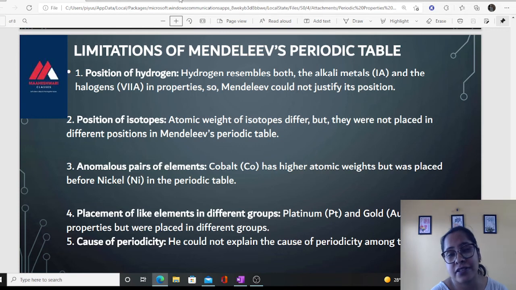And the cause of periodicity. This is the major flaw in Mendeleev's periodic table. He could not explain the cause of periodicity. He had arranged the elements properly, that was fine, but he could not justify the cause of periodicity, which was later concluded that actually the only thing was his law was incorrect. Okay, he had stated that physical and chemical properties of elements are periodic function of their atomic weights, whereas it is a periodic function of their atomic numbers. That was later on corrected. And this was the major flaw in Mendeleev's periodic table.